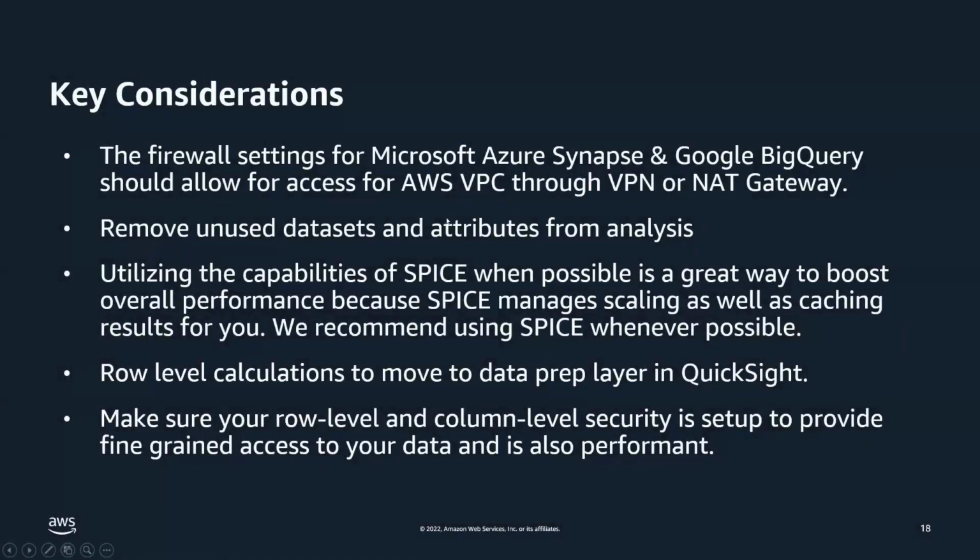So some of the key considerations that we all thought through and we want you to highlight as part of the sessions, and which can be very useful for you, the very first one is on the firewall settings. As you do it for Microsoft Azure Synapse or Google BigQuery, you should allow your AWS VPC to access through the VPN or a NAT gateway based on the control policies your organization provides you. So you can do it either through VPN or through the NAT gateway.